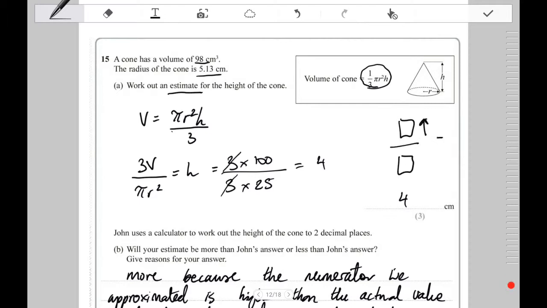And obviously, in terms of rules of fractions, if you had a fraction, every time you increase the numerator, the answer will increase, and every time you decrease the denominator, the answer will also increase, because the numerator is directly proportional to the answer and the denominator is inversely proportional to the answer.